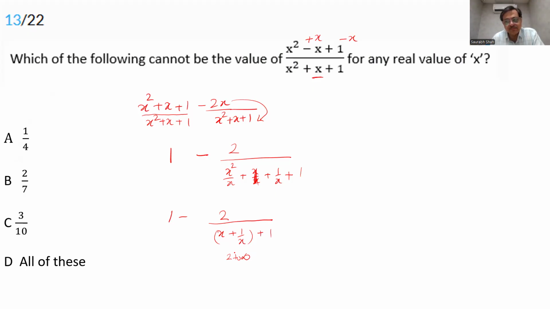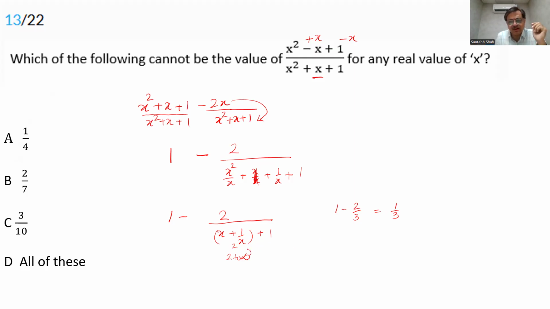2 to infinity, if we take x as a positive value. Otherwise, we take it as minus 2 to minus infinity. So let's understand 2 to infinity for a moment. If I take this value here as 2, the denominator becomes 2 plus 1, 3. And I have 1 minus 2 by 3, which gives me 1 by 3. I don't know whether this is the upper limit or lower limit for a moment.